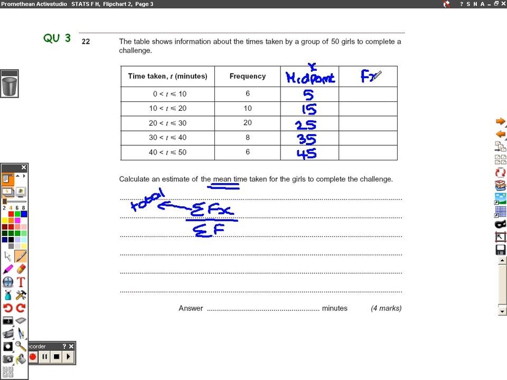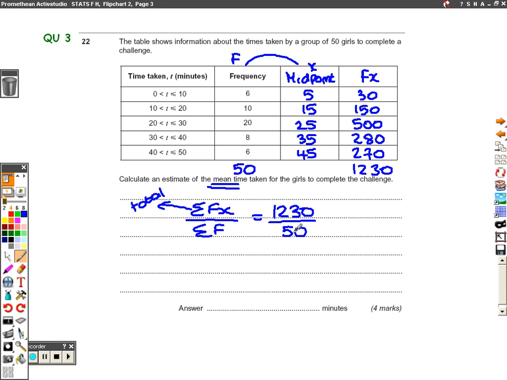Then your last column needs to be your fx column, so you multiply your frequency and your f column to give you values of 30, 150, 500, 280 and 270. Now you need to be careful which columns you add. You need to add your frequency column, which is 50, and you need to add your fx column, which is 1230. So when you do your division, 1230 divided by 50, it gives you an answer of 24.6.